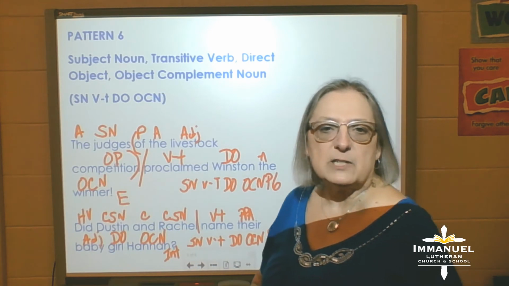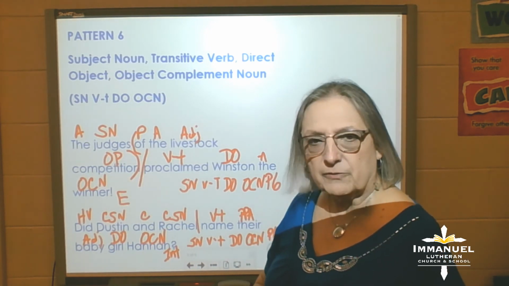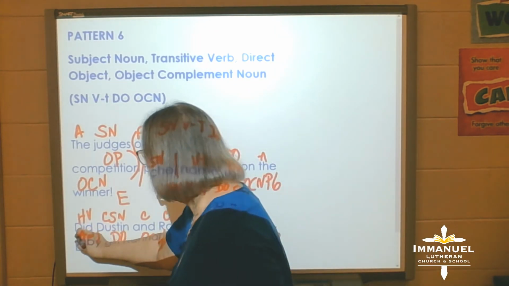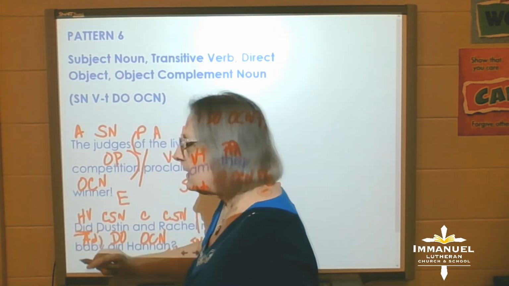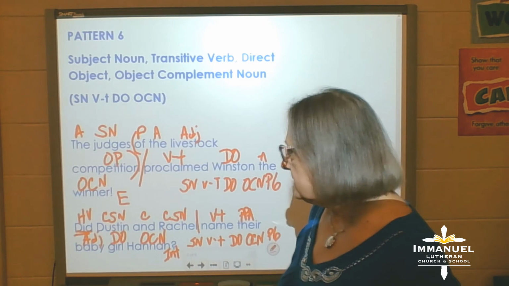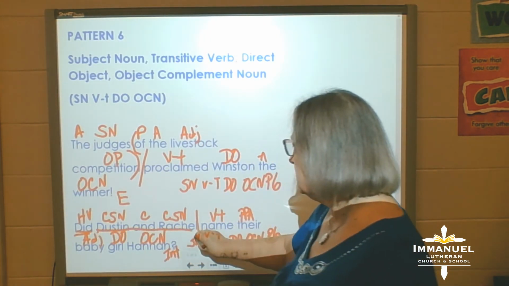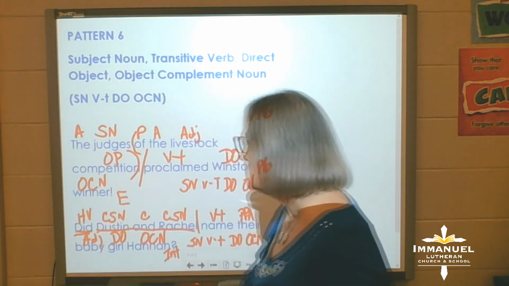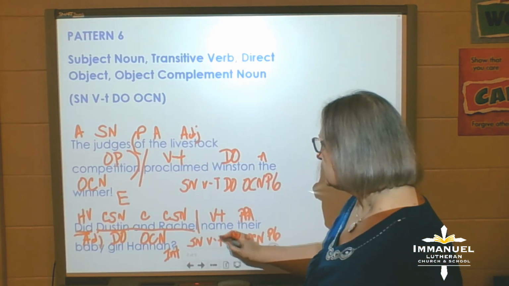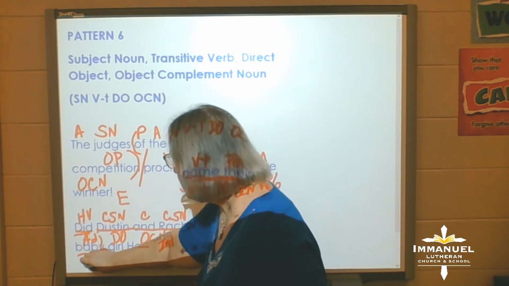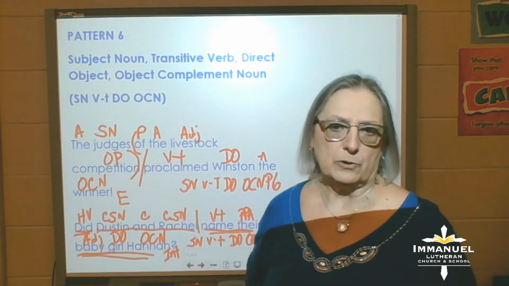Remember the sentence we had that started with a prepositional phrase? Well, the second way we can have inverted word order is by having a question. Did is part of the predicate. Dustin and Rachel is the subject. Everything else is predicate. And we're in inverted word order.